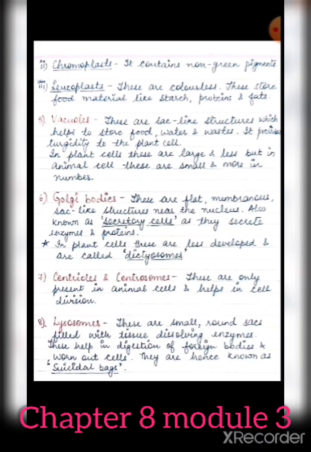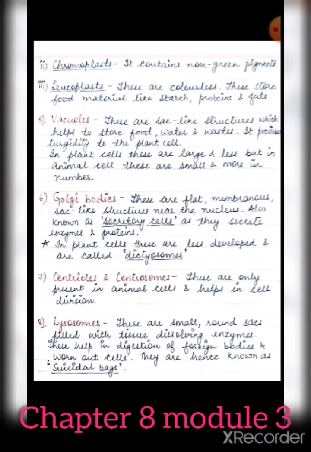So in plants, these are less developed and known as dictyosomes, whereas in animal cells they are well developed and they are known as Golgi bodies. So they are secretory cells because they secrete particular enzymes and proteins which are beneficial or required by the cell.